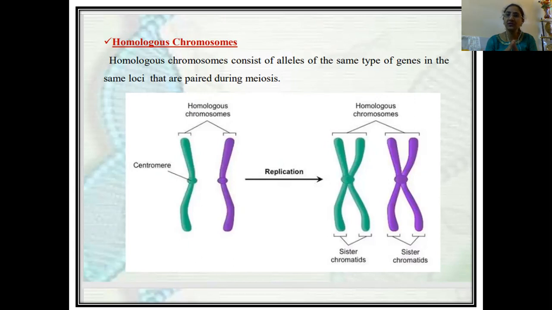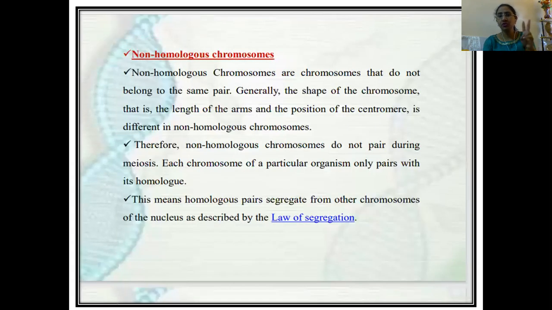If the two alleles of a particular gene are the same, then they are called homologous chromosomes. And if the two alleles of a gene are different, then those chromosomes will be called non-homologous chromosomes. For example, non-homologous chromosomes will be like capital A and small a. Homologous chromosomes consist of alleles of the same type of genes in the same loci. Loci is the position of the gene. They are paired during meiosis. If the alleles are the same, that will be called homologous chromosomes. And if the two alleles of a gene are different, like capital A and small a, that will be non-homologous chromosomes.